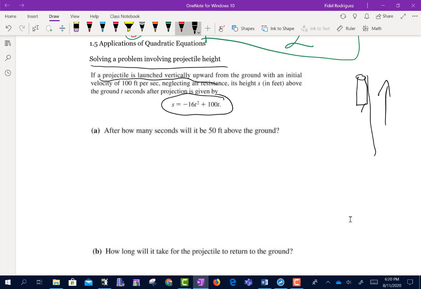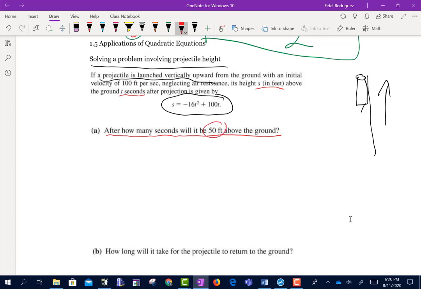So the one thing I want to mention here is it's important that we understand what each of the variables stand for. So the height they're using for the letter S, that's the height in feet. T is the time in seconds. Okay. So when I read the first question here, it says, after how many seconds will it be 50 feet above the ground? So I'm looking for the time when I know the height.